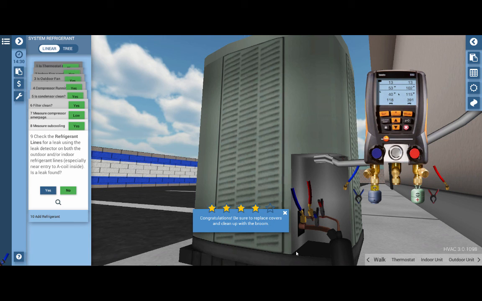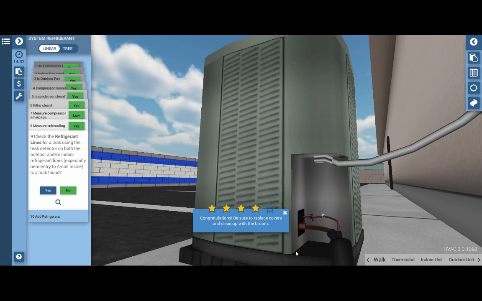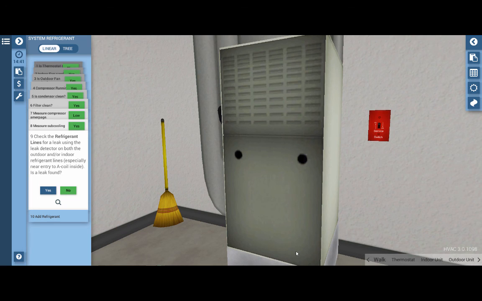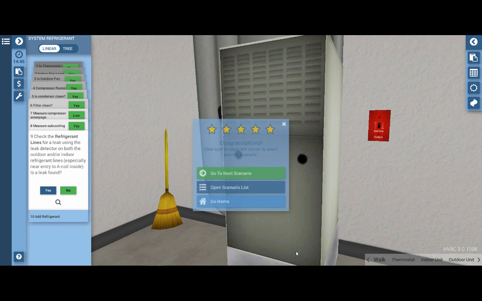Our last step is to store the gauges back in the toolbox, make sure all caps and covers are replaced. We're going to go back to the indoor unit, and we're just going to make sure that we put all the covers back on there, and we did. And our next step is to click on the broom to clean the work area.